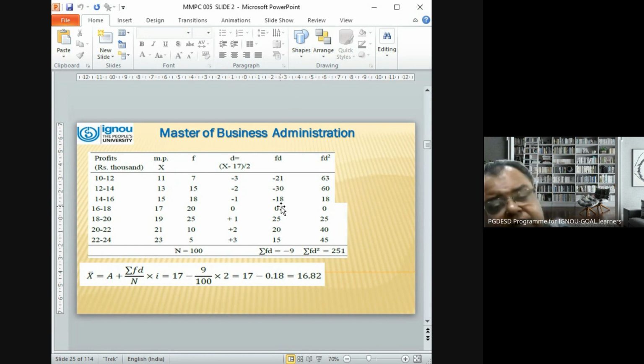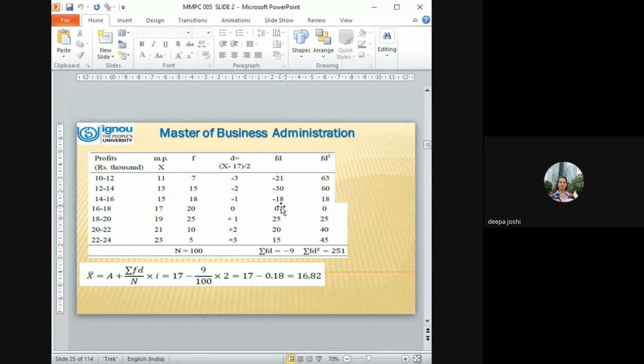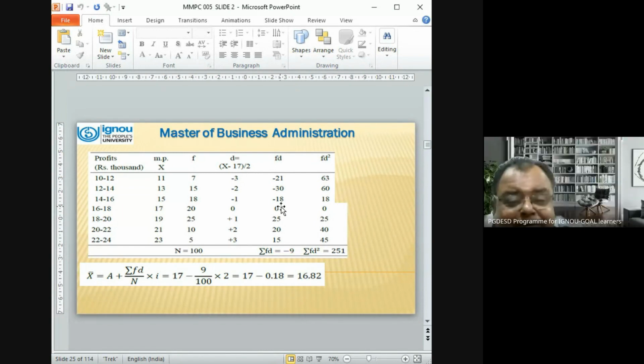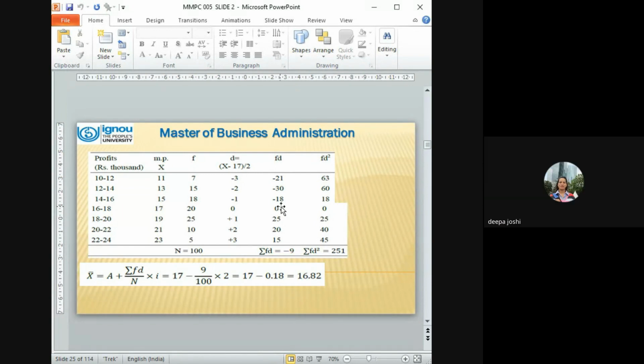Now move to fourth value. We have to calculate D. D is equal to x minus 17 divided by 2. What is 17? From where you got 17? Is there anyone who can tell me from where we got 17? It's the middle value, sir. The middle value of what? x. That's the median, sir.